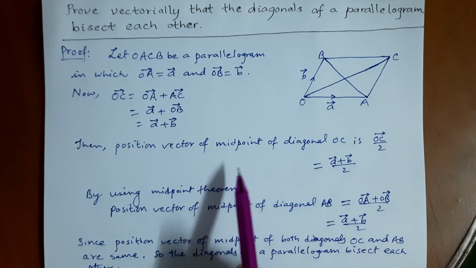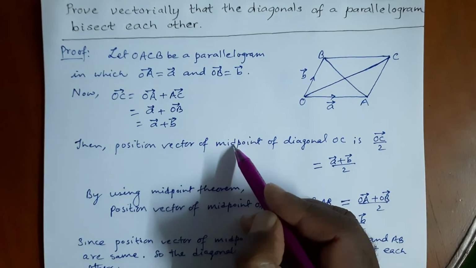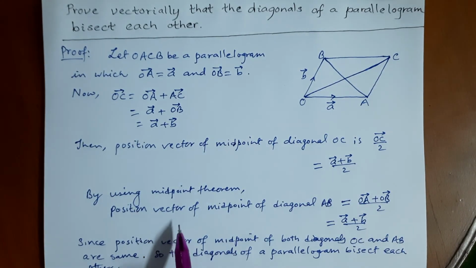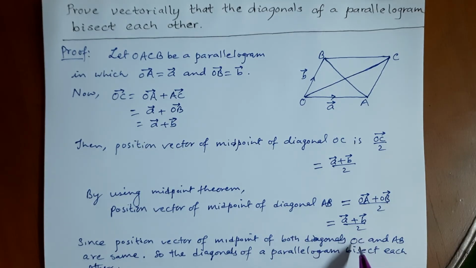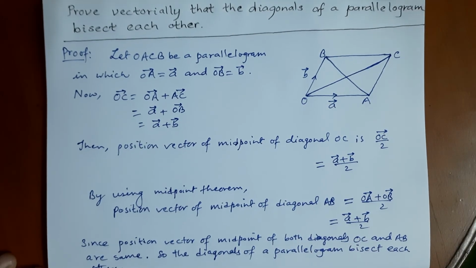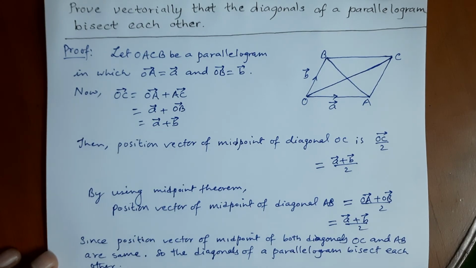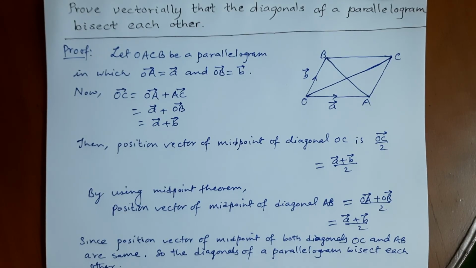So the position vector of the midpoint of diagonal OC is A plus B over 2. The position vector of the midpoint of diagonal AB is also A plus B over 2. So we have got the same position vector of the midpoint of both diagonals. The same position vectors for both diagonals means they bisect each other. In this way, this important theorem of vectors can easily be proved.